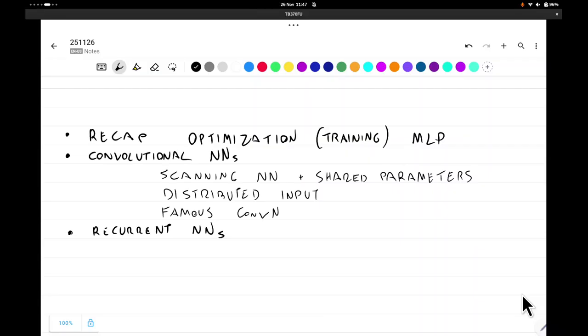So I will go a bit summarizing what we have seen last time about the optimization or training of fully connected neural networks, so the multi-layer perceptron, and then continue the introduction to the convolutional networks from a conceptual point of view.